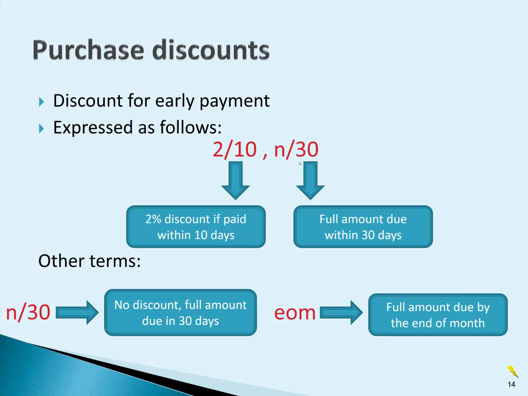Now, if the company who is selling it to us does not want to give us a discount, they might just say N/30, which means you're not going to get any discount and the net amount is due within 30 days. Or it could say EOM, which means the invoice is due at the end of month.